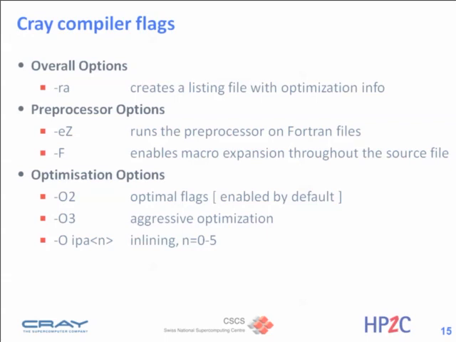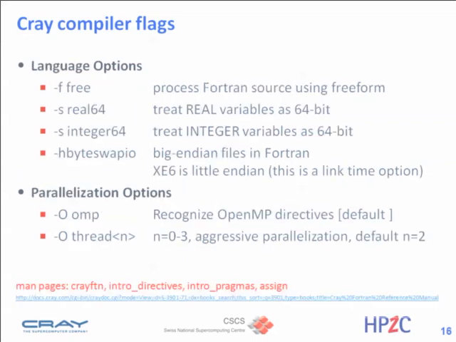You have some optimization options. In the Cray compiler, historically, by default, you get a very high optimization level. So by default, you get -O2 on the Cray compiler. You can have more aggressive optimization, though not necessarily does more aggressive optimization produce faster code. Then you can control inlining and so on.